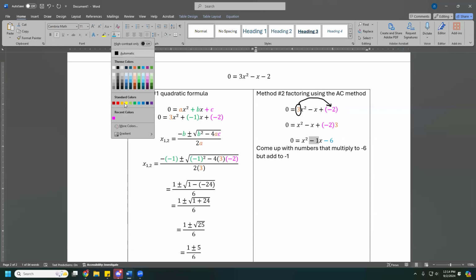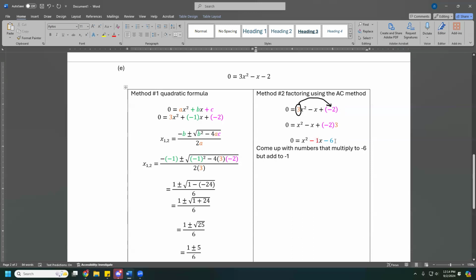I already used green. Let's see. Yeah, we'll go back to red. So I need to come up with numbers that multiply to negative 6 and numbers that add to negative 1. And it comes from basically those two. So usually we start with numbers that multiply to negative 6.